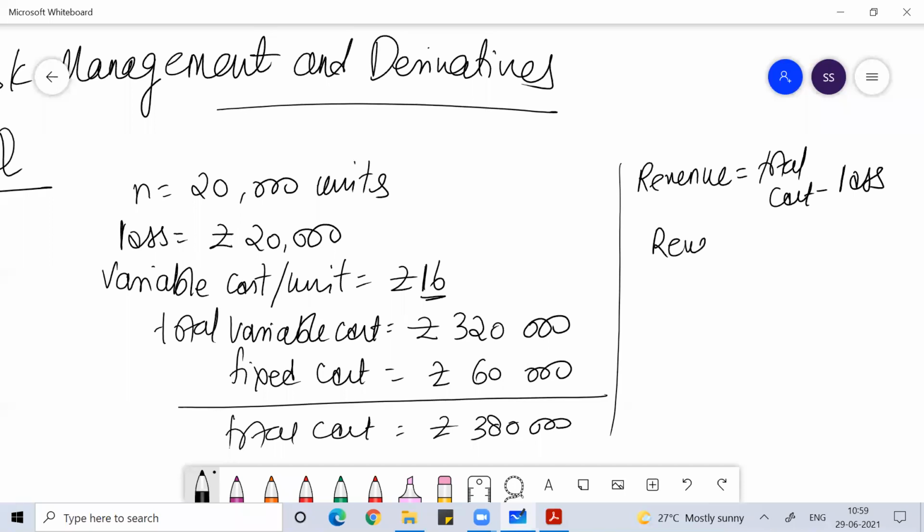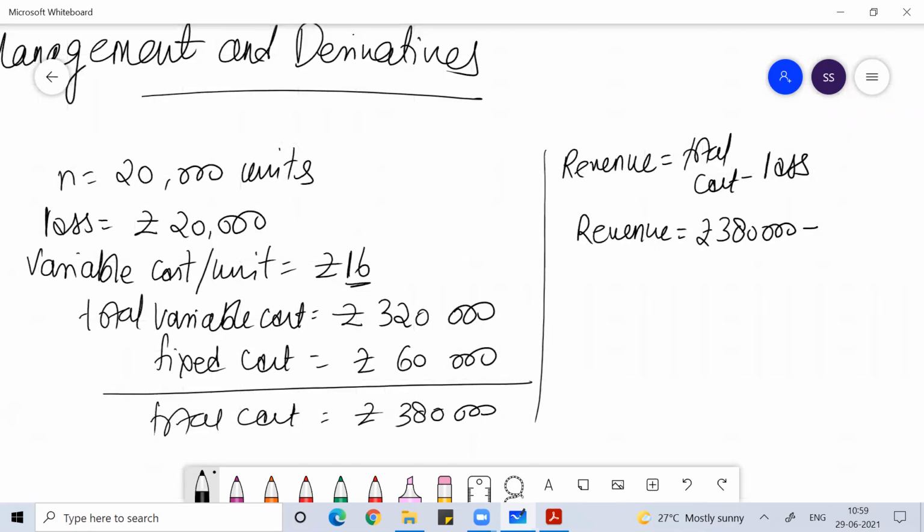Your revenue would be total cost of 3,80,000 minus the loss of 20,000 rupees. So your revenue would be 3,60,000 rupees. Any doubt, anyone?